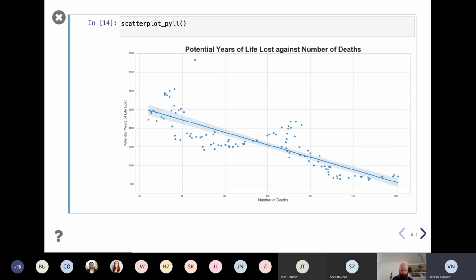That is, a lower number of deaths meant a higher potential years of life lost, while a higher number of deaths had lower potential years of life lost. I then wondered what the causes could be. So I looked at the child deaths from 1907 to 2017, and from that I made a bubble chart.